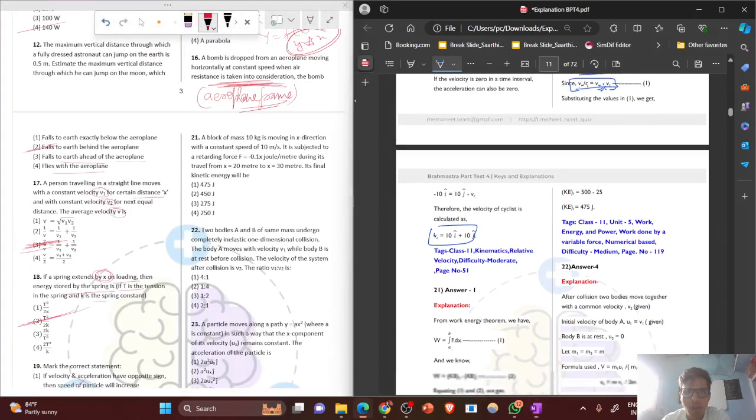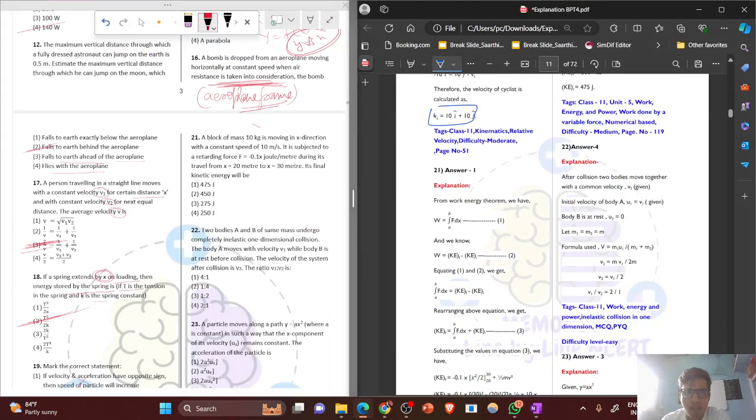Question number 21. A block of mass m moving in this direction at constant speed is subjected to a force. The force is variable here, remember this. You just need to calculate the work done, which is equal to the change in kinetic energy. So kinetic energy initial is at x equal to 20 meter, and kinetic energy final is at x equal to 30 meter.